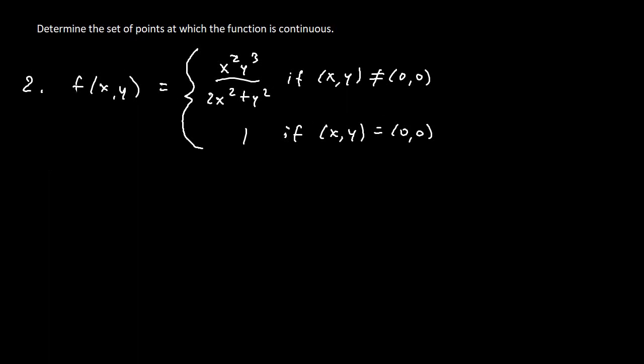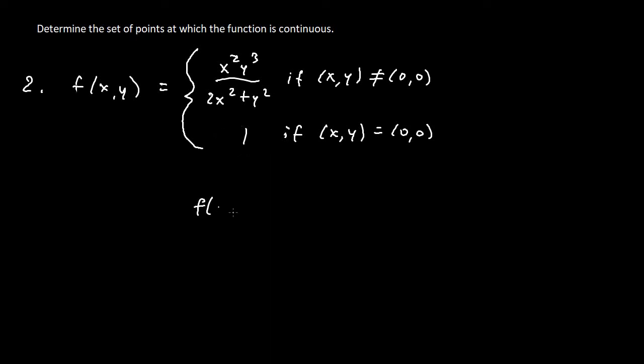So now for number 2 we have f of xy equals, now it's sort of like a piecewise function here. So the top one is x squared y cubed over 2x squared plus y squared if x and y does not equal 0, 0. So this function exists everywhere except for 0, 0. And then we have f of xy equals 1 if x and y are exactly equal to the coordinate points 0, 0. Now let's just start off with f of xy equals 1. So let's see where that is continuous and if it has any restrictions.